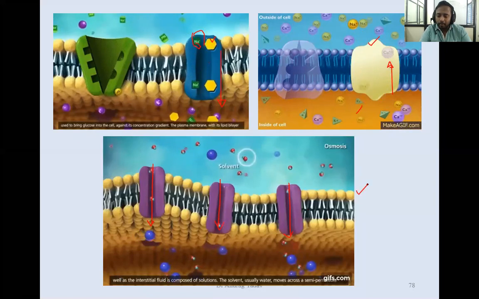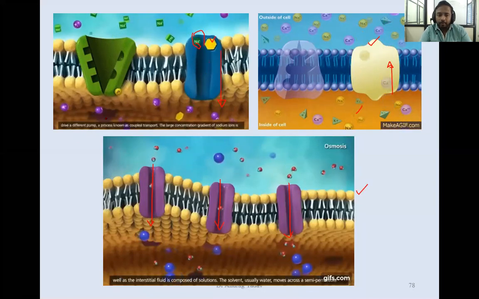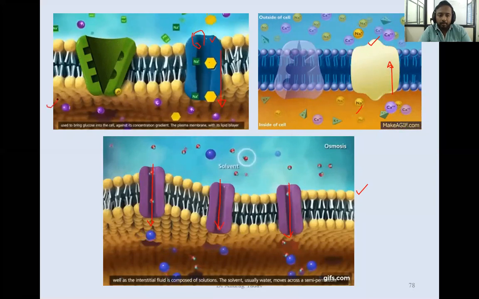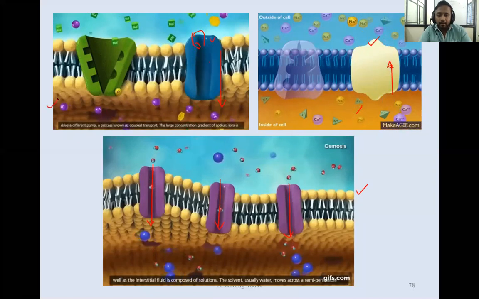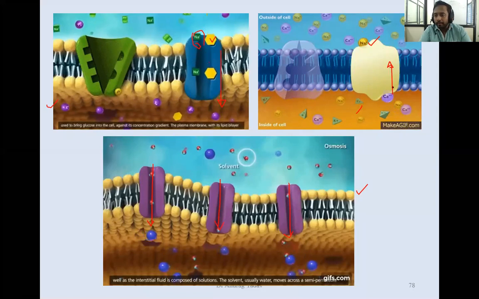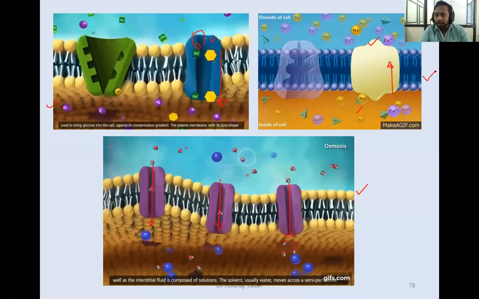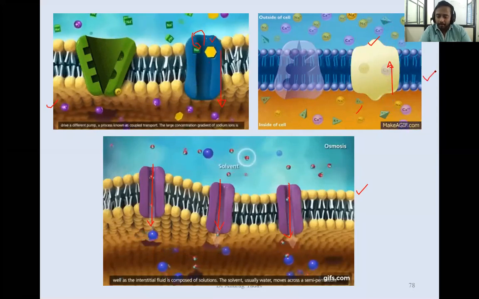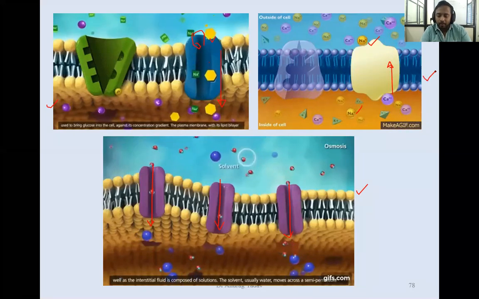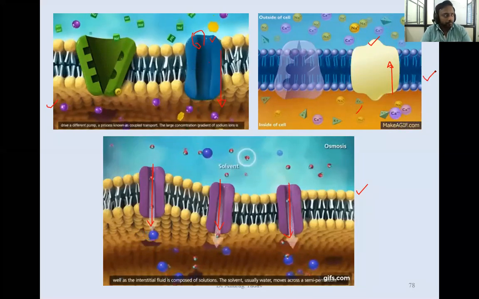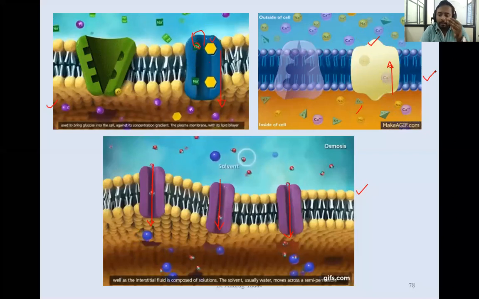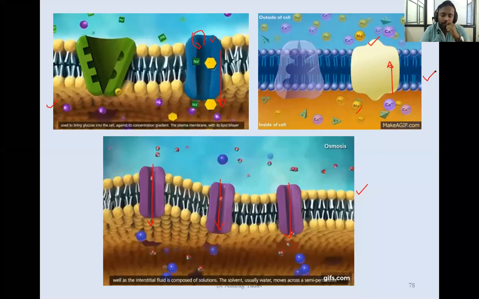You have a uniport. You have a symport, where two molecules are moving in one direction, either they are coming in or going out, and in antiport molecules are going in different directions, opposite to each other. That is called antiport transport across the membrane. So, three different classifications we have seen of the transport across the membrane.